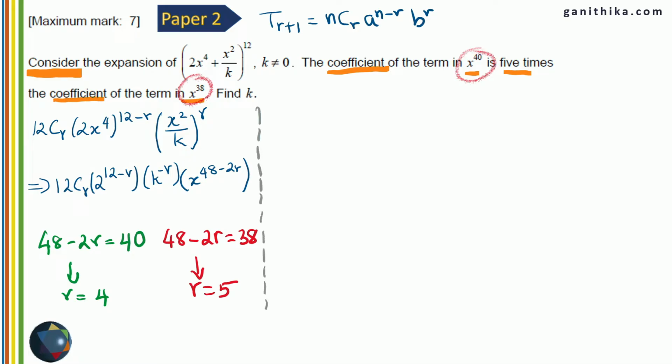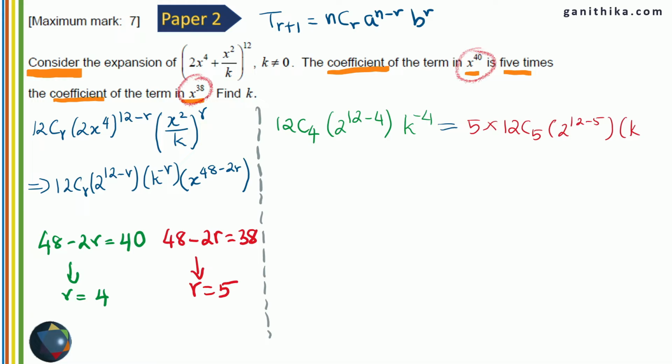And the question says the coefficient of x to the power of 40 is 5 times the coefficient of x to the power of 38. So just simply substitute the coefficients. The coefficient of x to the power of 40 is here. When r equal to 4, the coefficient will be 12C4, 2 to the power of 12 minus 4, k to the power of negative 4, is equal to 5 times the coefficient of x to the power of 38. For r equal to 5, you will get x to the power of 38. Therefore, substituting r equal to 5, 12C5, 2 to the power of 12 minus 5, k to the power of negative 5.